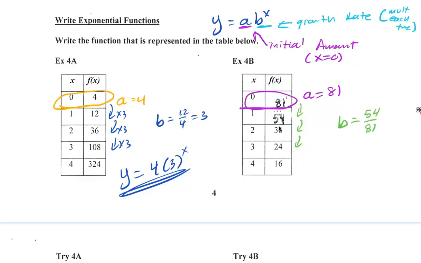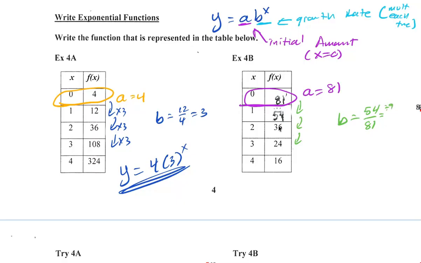54 over 81. And then we can reduce this by dividing both by 9. So 54 divided by 9 is 6, and 81 divided by 9 is 9. And actually I could reduce that a little bit further, because I'm dividing both by 3, and you get 2 over 3. So that's what we're multiplying by each time, 2/3. And you could double check your work. If I multiply 54 by 2/3, you will get 36.